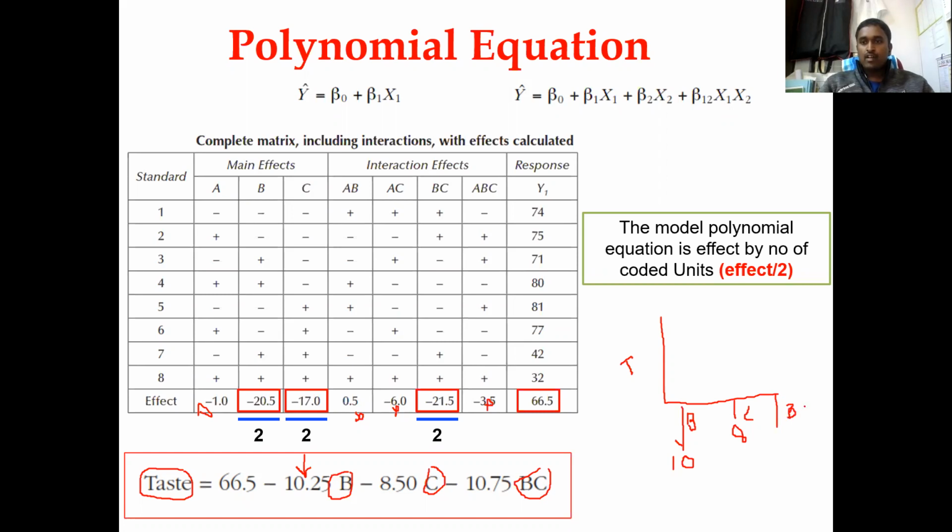What is the meaning of polynomial equation is, you could see here they have also written polynomial equation: y, the response, is equal to the intercept and how much the factor which was taken is influencing the y. So here we don't have one, we have three factors: B, C, and BC. We are writing all of them. By looking at the equation, one can say that out of the three factors, maybe BC is having more influence on taste negatively, followed by B, then followed by C.